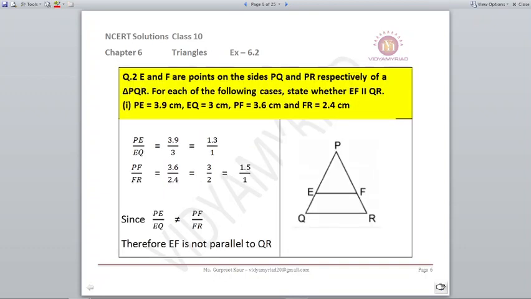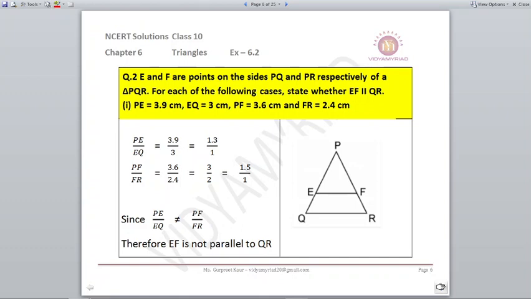Question number 2. E and F are points on the sides PQ and PR respectively of a triangle PQR. For each of the following cases, state whether EF is parallel to QR. Now how do we know that EF is parallel to QR? It will happen only if PE upon EQ is equal to PF upon FR. We are given their lengths, so we will find their individual ratios and check whether they are equal or not. If they are equal, EF will be parallel to QR, and if the ratios are not the same, they will not be parallel.